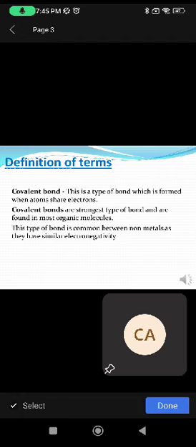Okay, we are going to start with the definition of terms. The main term that we are going to define for today's lesson is covalent bond. Covalent bond is a type of bond which is formed when atoms share electrons. Not only atoms, but non-metal atoms only. Covalent bonds are the strongest type of bond and are found in most organic molecules. This type of bond is commonly between nonmetals as they have similar electronegativity.